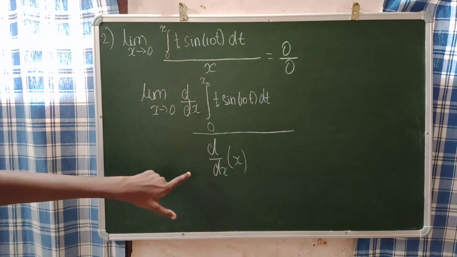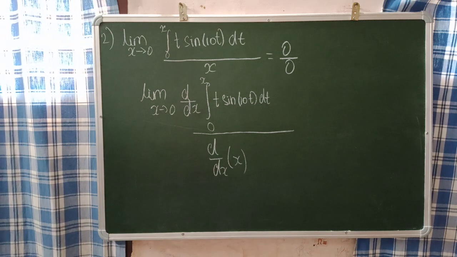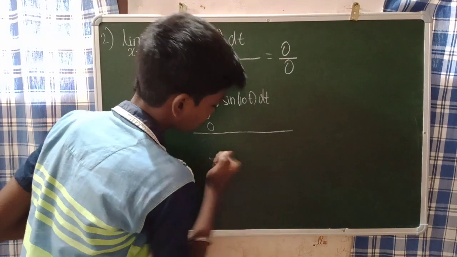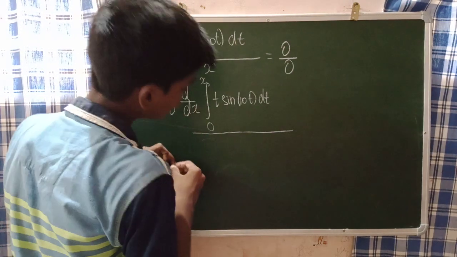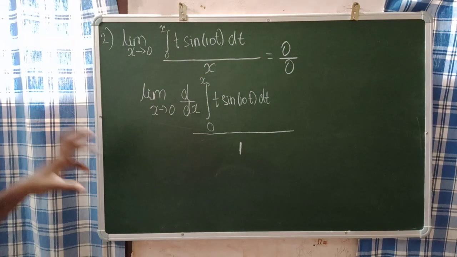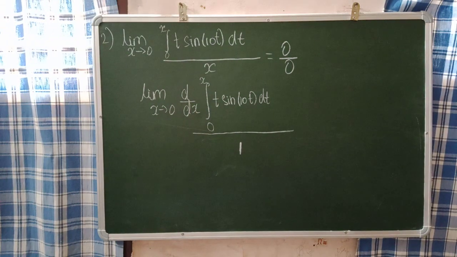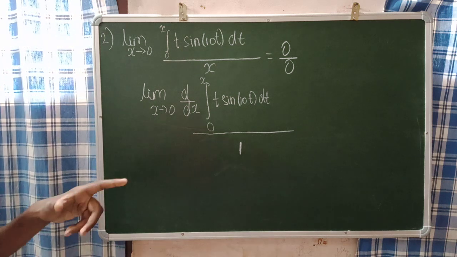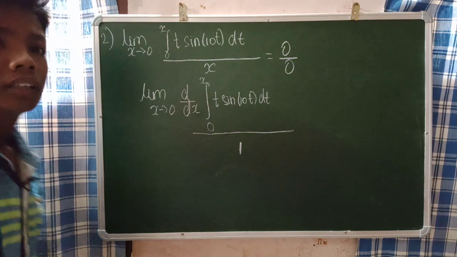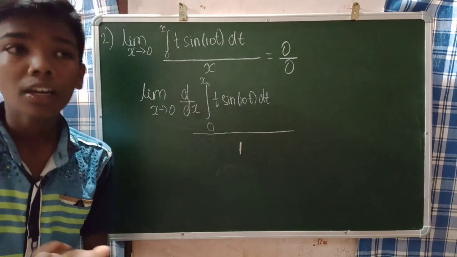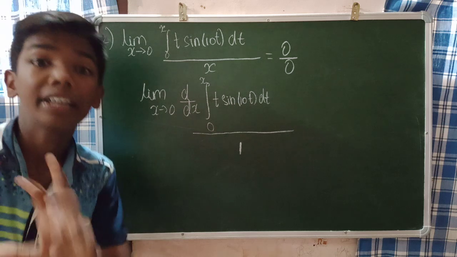So differentiating the denominator is not at all a problem. d by dx of x is 1, so directly I will write this as 1 because it's very easy. Now I need to differentiate your numerator. In order to differentiate the definite integral, what will you use? The Newton-Leibniz formula is what you use in order to differentiate a definite integral.